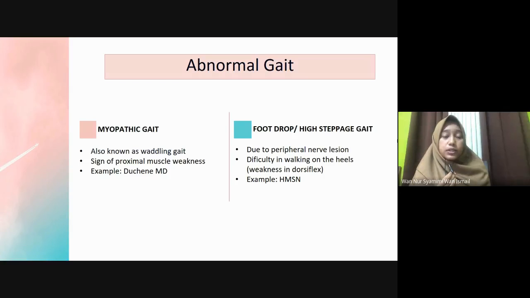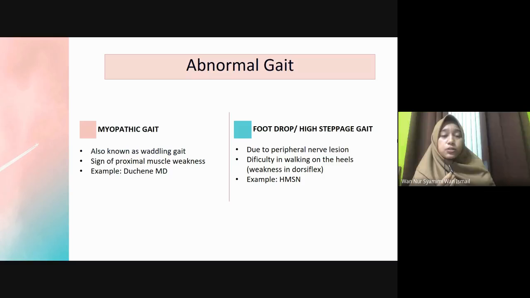Next, and last, is the foot drop or high steppage gait. Usually this gait occurs in patients who have a distal lower extremity disorder, usually due to a peripheral nerve lesion. They have an inability to dorsiflex their foot. When they have weakness to dorsiflex, they don't have heel strike, so they can't have a normal gait. In order to clear their foot, they bring up their knee height.